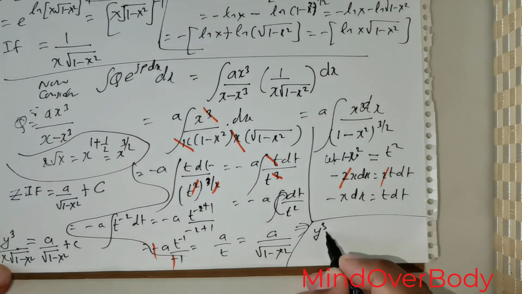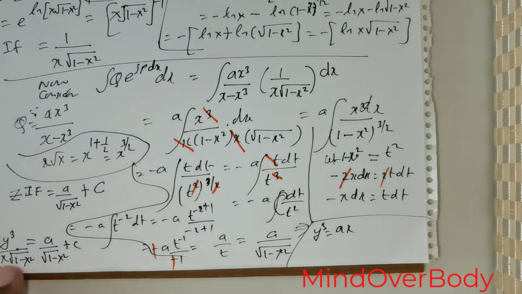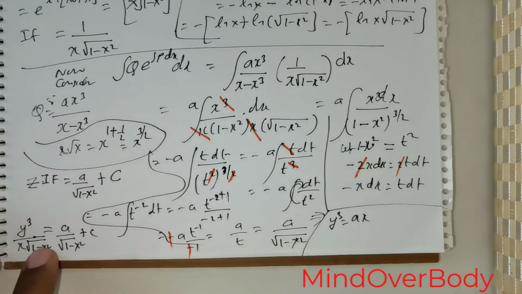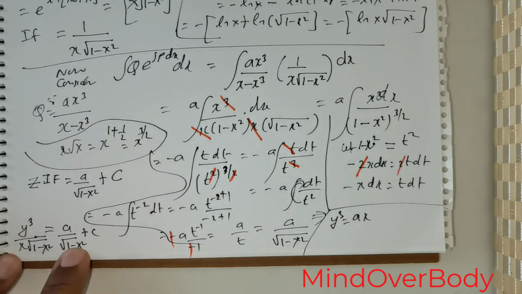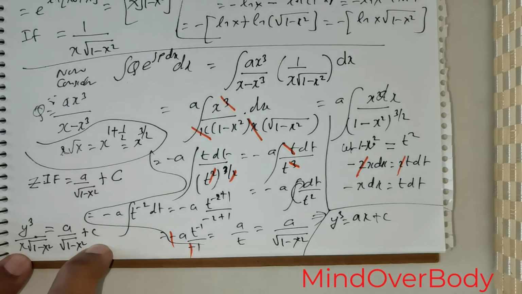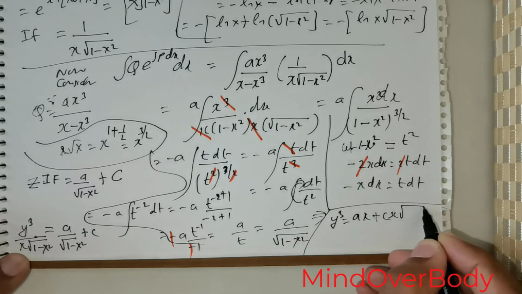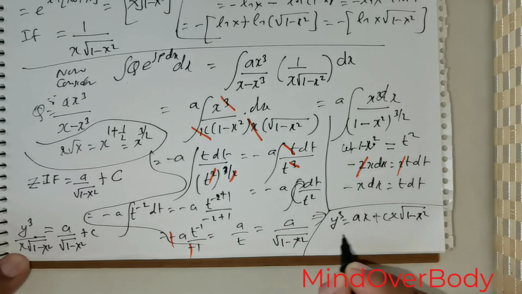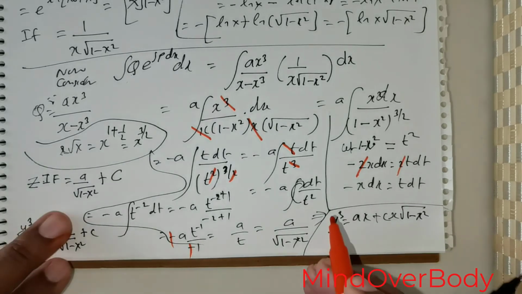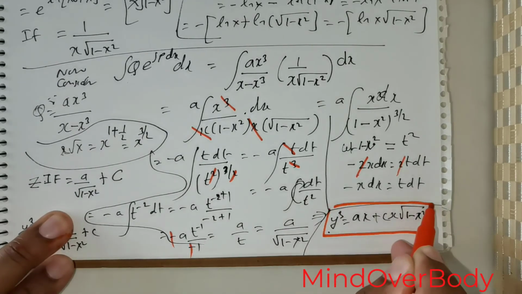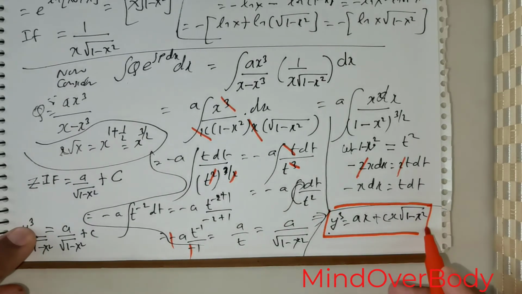So that means I get y cubed is equal to a times x, because of the fact that I got a root of 1 negative x squared and a root of 1 negative x squared. Both of them get cancelled, leaving me with x, positive c times, c has got the denominator 1. So the entire term will be present here. It's going to be x times root of 1 negative x squared. So this is our final solution for this beautiful question.